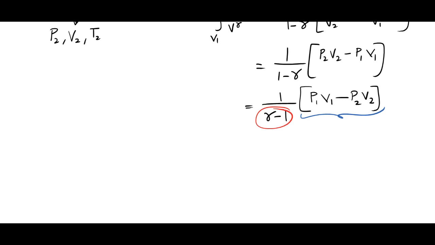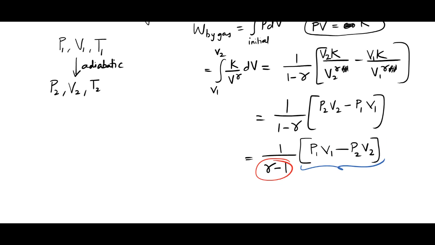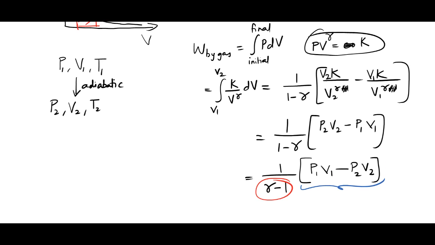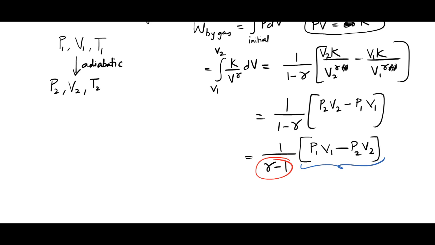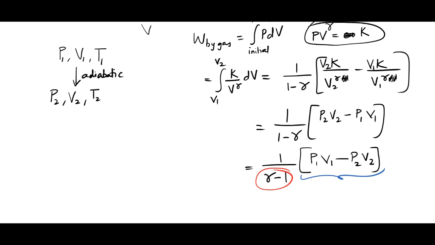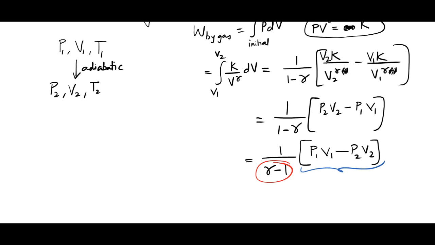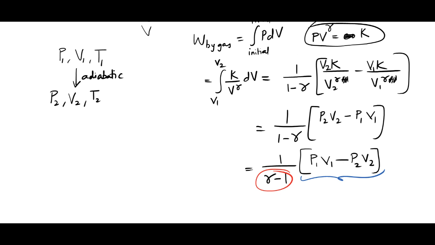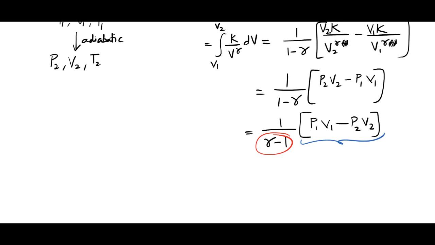Now we did say earlier on that in standard processes like isothermal and isobaric and so on, the work done by the gas would almost always have two different equations which say the same thing, but they look different. So for example, the work done in an isothermal process is nRT ln V2 by V1, or it's also nRT ln P1 by P2.